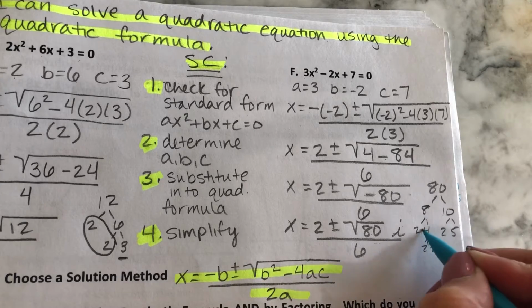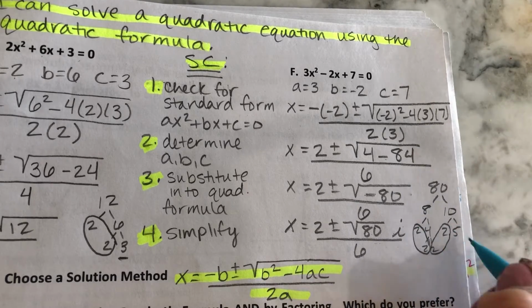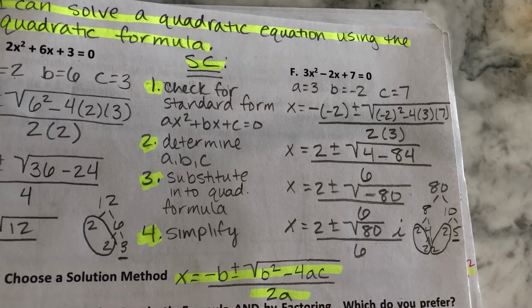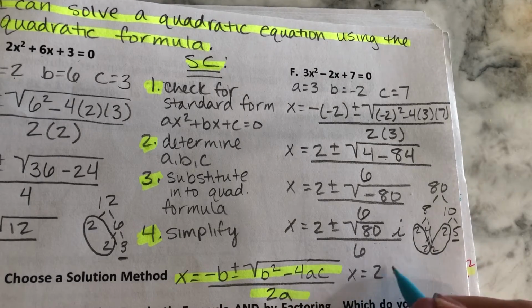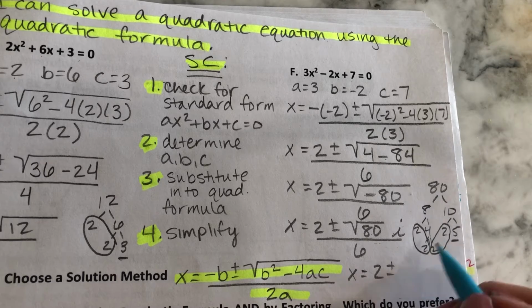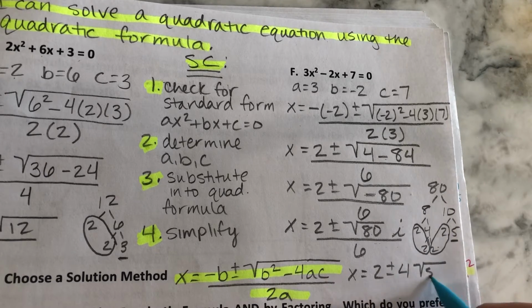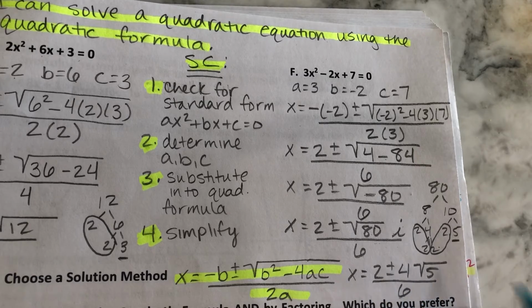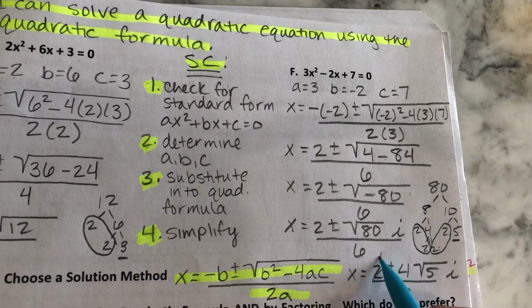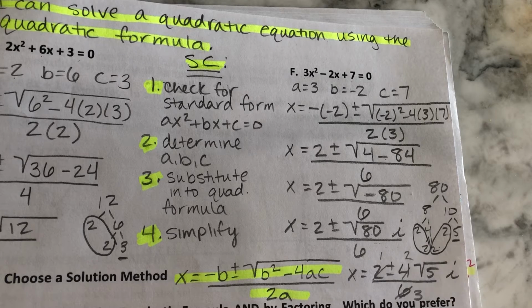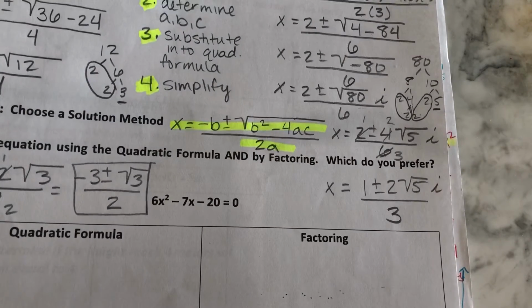All right, and then I'll circle my pairs. I have 2 pairs of 2's, and that 5 is going to stay inside. So 2 times 2 is 4. Leave the 5 inside. And then I can reduce by 2. So x equals 1 plus or minus 2 square root 5i over 3. And that would be your final answer there.